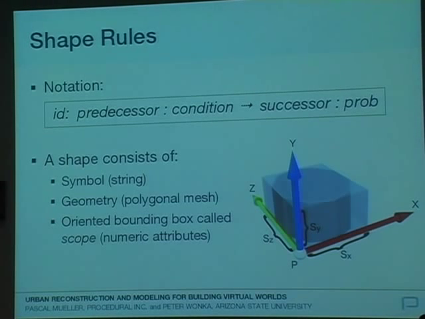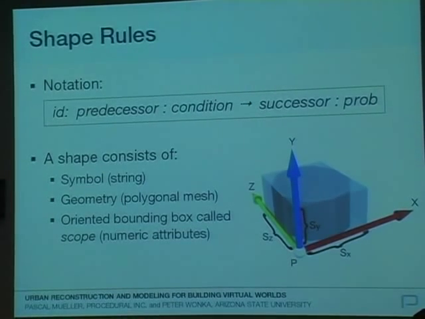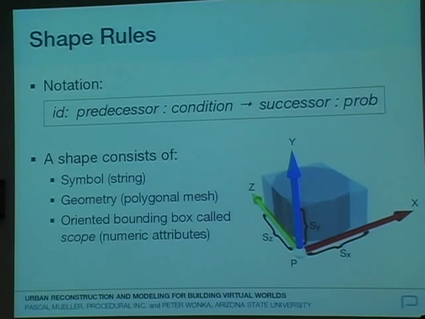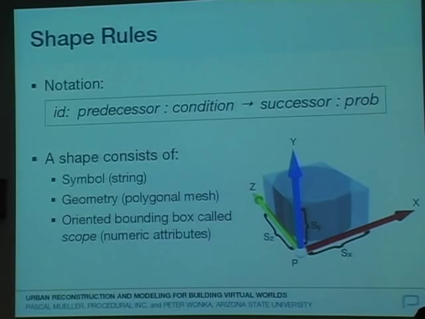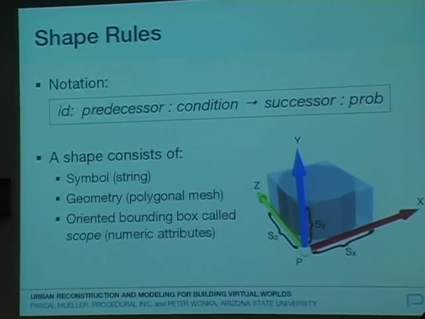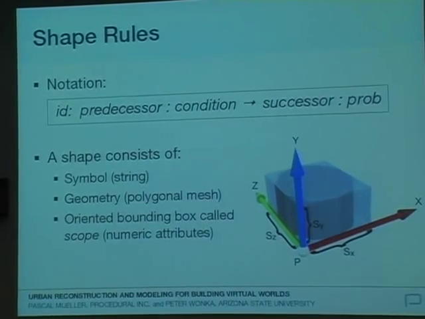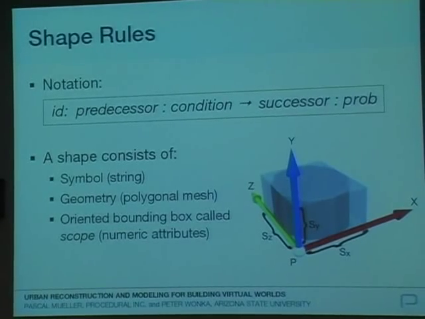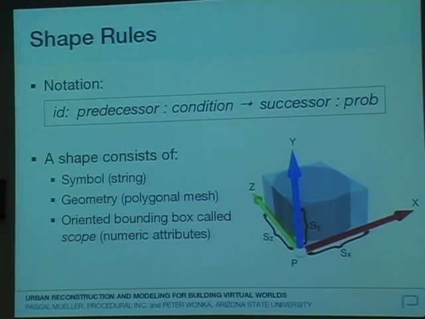And for an individual shape, you see this example here on the slide. We need some identifiers, so it might have a name. Then it has some geometry. And we also use this concept, an extension to the oriented coordinate system that is very popular in tree modeling. We call it scope. So we not only have this coordinate system in space, but along each axis, we also have a size. That gives somehow a box in space, which is often the bounding box of the shape.